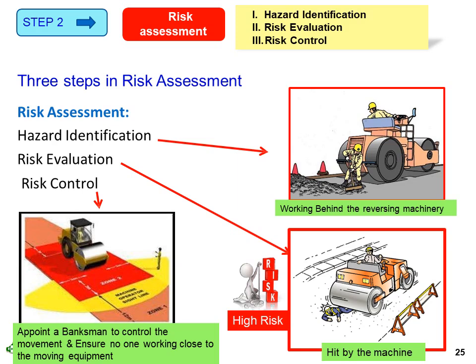Now we're going to learn about the steps in risk assessment. 3 steps in risk assessment. Hazard identification: working behind the reversing machinery. Risk evaluation: hit by the machine. Risk control: appoint a banksman to control the movement and ensure no one is working close to the moving equipment.